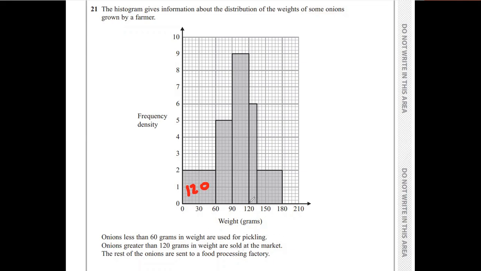So from 120 to halfway between 120 and 150 is 135, which means 15 times 6, that will be 90. So this bar contains 90. And then 135 to 180 is 45. 45 times 2 will be 90. So 90 are there. And how many are there in the two middle bars? Okay, this one here, from 60 to 90 is 30. So 30 times 5 will be 150.